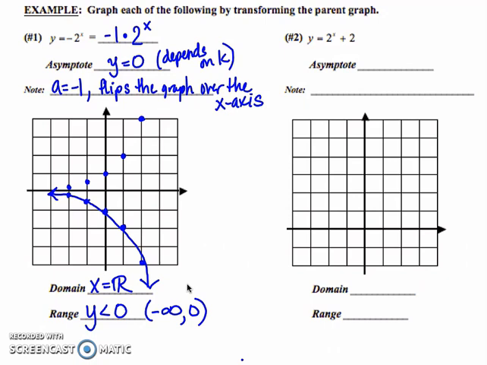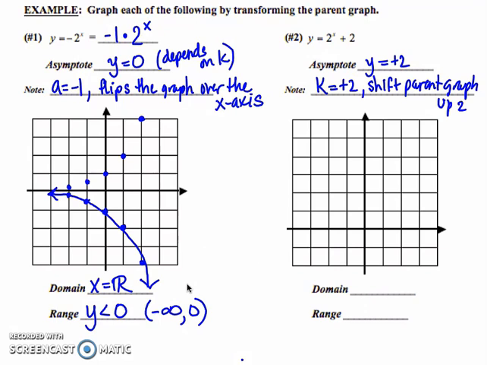In the second example, I've got 2 to the x power plus 2. Okay, so now this is going to change things. I'm going to do my note first here. My k is a +2, so this is going to shift the parent graph up 2. And since I'm moving the whole parent up 2, this changes my asymptote. So this is going to put my asymptote now at +2 instead of at 0.